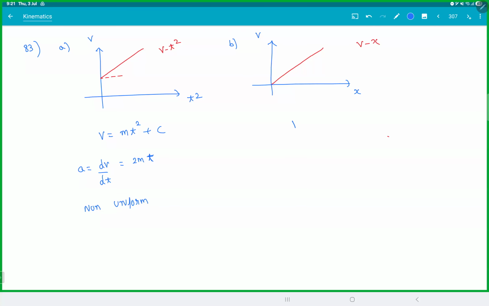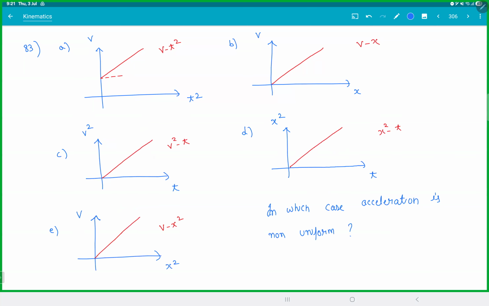Look at this. This is a straight line. So v is equal to mx. Acceleration is v dv by dx. So this is mx and that is m. This is m square x. X is increasing, A is also increasing. This is also non-uniform and increasing with x. Are you getting how to do it?